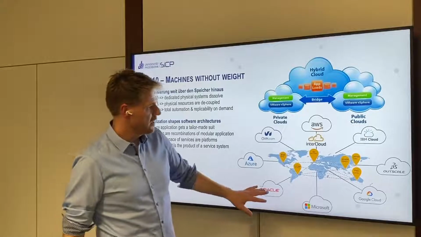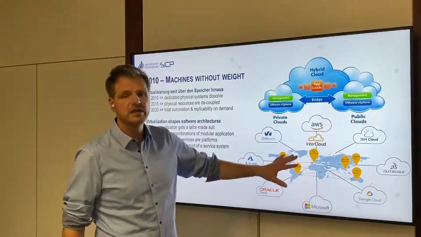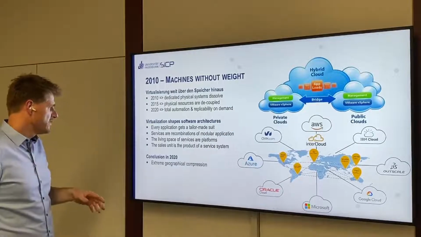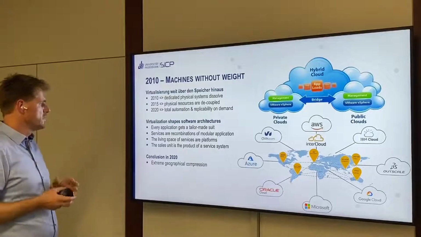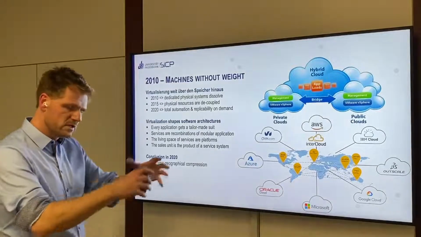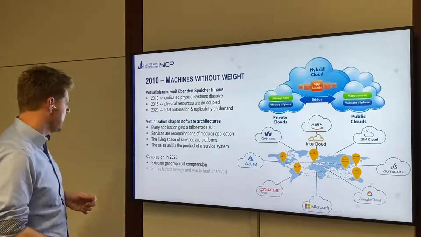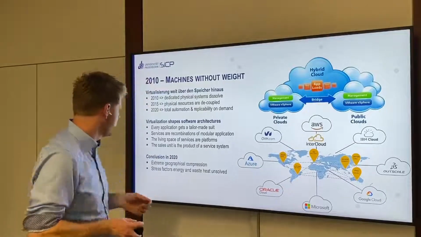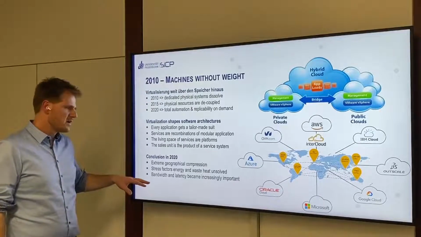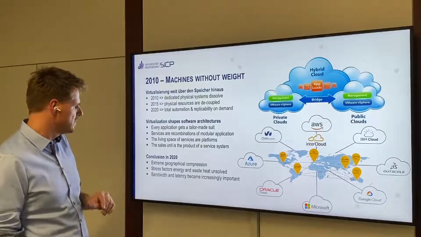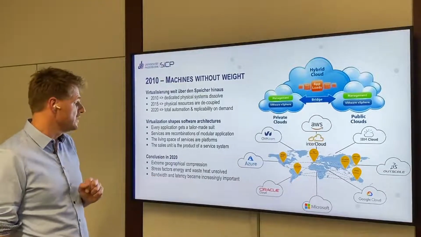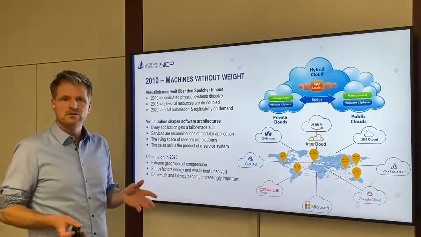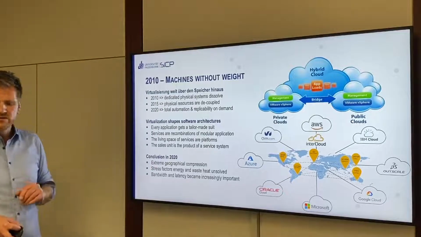This allowed us to have a huge ecosystem of different platforms, and we made them more or less interoperable, and we realized that this resulted in a huge geographical compression. All these huge data centers appeared, and the stress factor of energy and waste heat was still unsolved. Nonetheless, we also recognized that bandwidth and latency became increasingly important. This needs to be solved somehow. There are opportunities to solve this, but let's look at it in a different way.